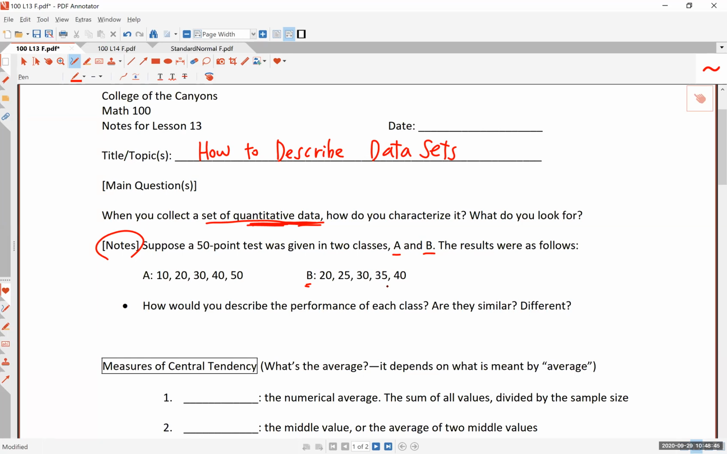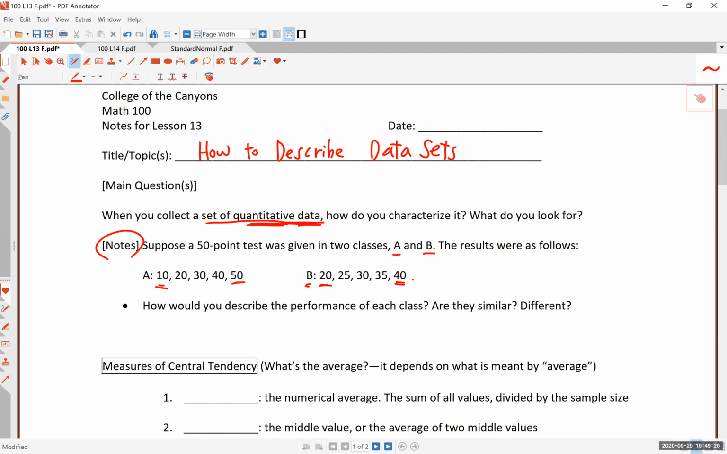Which class or section did better? You have five scores in each section, and what do you look for first? It looks like maybe B did better because their lowest score was 20, whereas in section A, there was a student who scored only 10 out of 50. But wait a minute, in A, there was somebody who didn't miss any points. In B, the best student still got 40, or missed 10 points. So there are different things that you can look for.